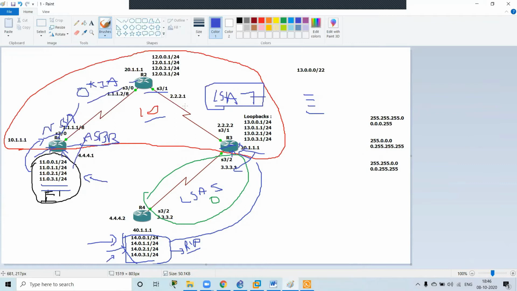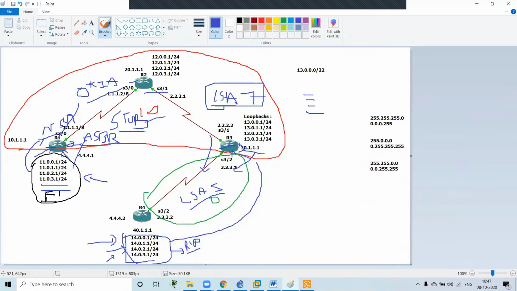See, LSA type 5, they will convert from here when you are coming from the area which is having an ASBR router, which you made a stub area. From that area, if any route is coming, that is LSA 7. And if it is going to another area, it will become LSA 5 on the other area. Understood?